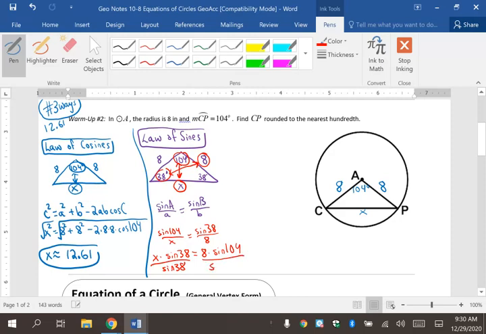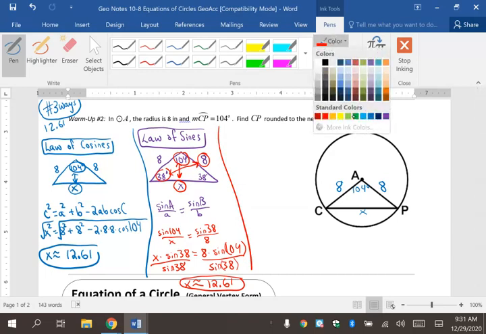So go ahead and write this all out, and then we'll put it in one set of keystrokes in our calculator. 8 times sine 104, close parentheses, divided by sine of 38, close parentheses, enter, and we also get 12.608, which will round to 12.61. Okay, those are two ways of doing this.